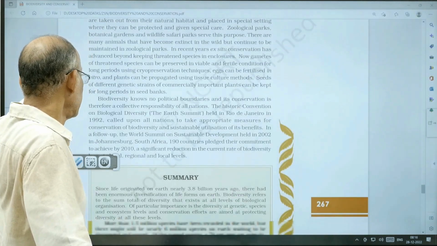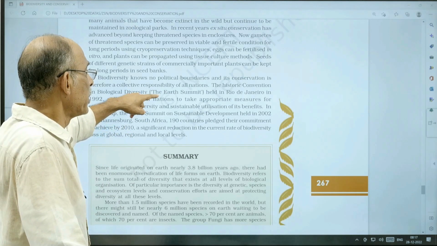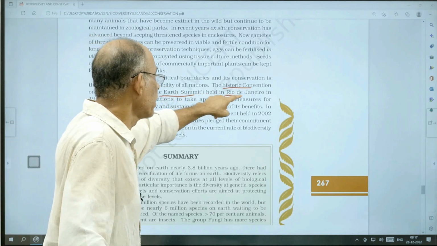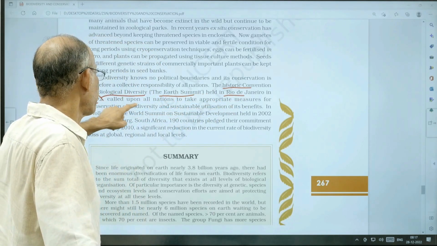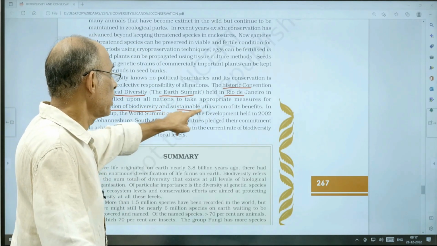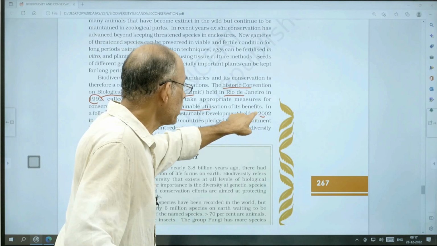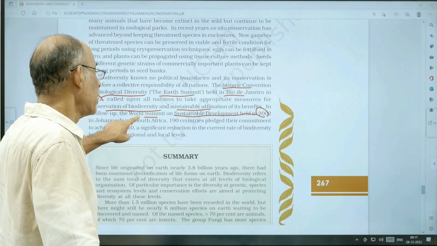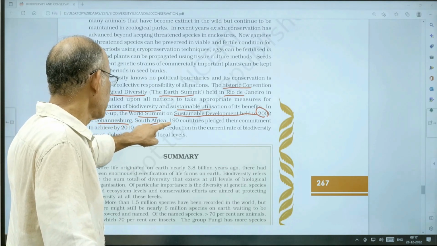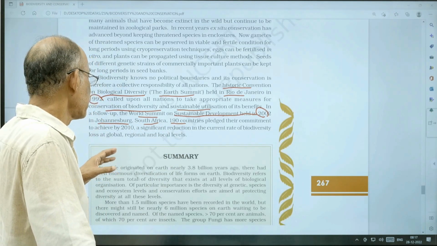Lastly, we have the biodiversity summits. The historic Convention on Biological Diversity, the Earth Summit at Rio in 1992, called upon nations to adopt appropriate measures for the conservation of biodiversity and sustainable utilization. Ten years after Rio, in 2002, another world summit known as the Sustainable Development summit was held at Johannesburg in South Africa, and 190 countries took part in that convention.